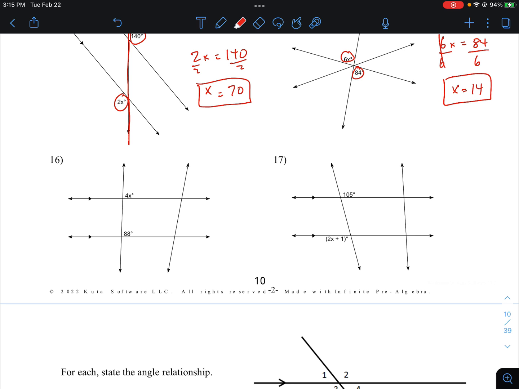All right, this is a little bit more complicated. Here's a transversal and my two parallel lines right here and right here. What's the relationship between those two? Well, one's on the inside, one's on the outside, so it's not alternate interior or alternate exterior. They both occupy the top right corner of their respective intersections, so they are corresponding angles. And corresponding angles are congruent or equal, so we know that 4x is going to be equal to 88. So now we divide by 4. I do know what this is off the top of my head. It is 22.